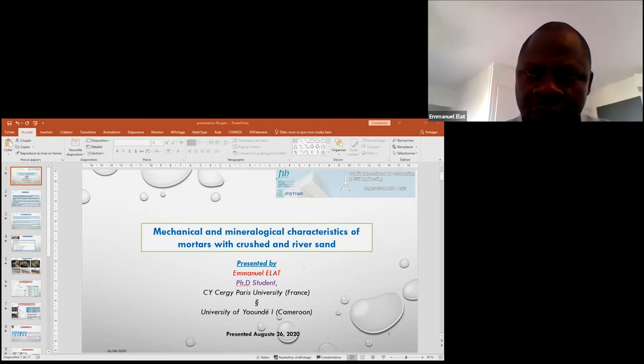But we saw that the structure of the mortar with river sand was too porous, so that's why the compressive strength of the mortar with 100% river sand was much lower than that of the mortar with the crushed sand.